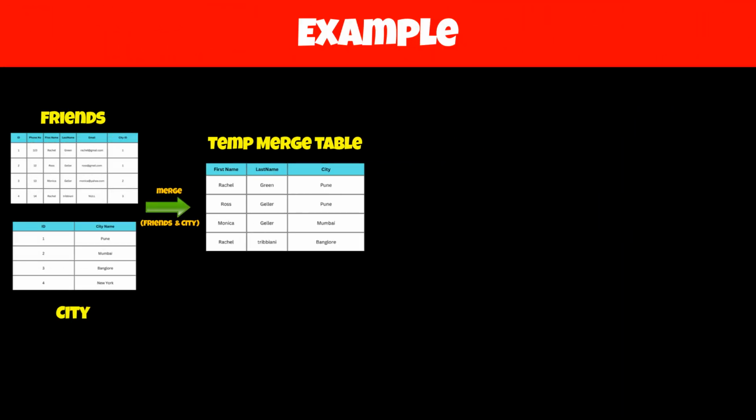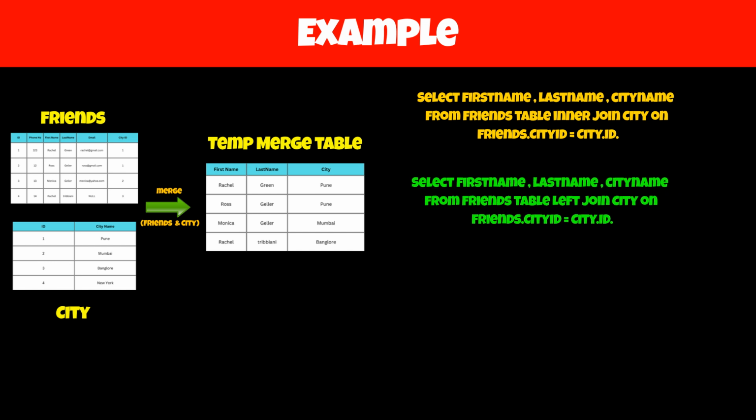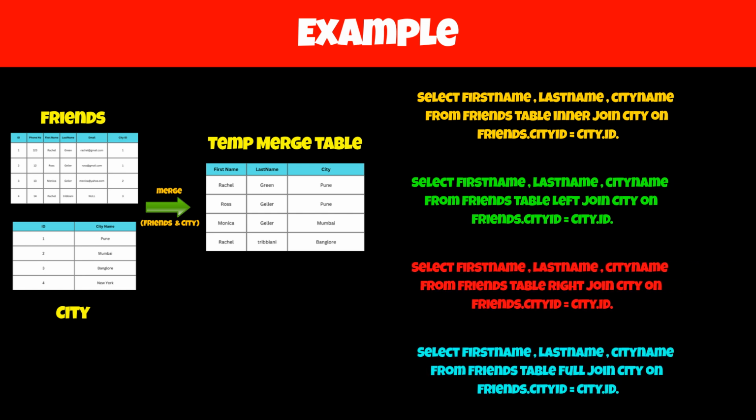For example, if you have two tables, friends and city. In the friends table, we have a city ID as a foreign key, which links to the ID of the city table. So our query becomes: select first name, last name, city name from friends table inner join city on friends.cityid is equal to city.id. If you want a left join, then just replace the inner join keyword with left join. And similarly for right join, you can use the right join keyword, and for full join, you can use the full join keyword. Check out my YouTube video if you want to understand different types of keys in SQL.